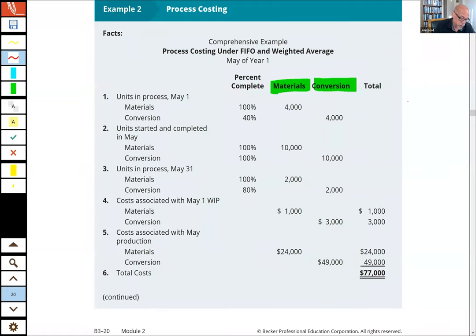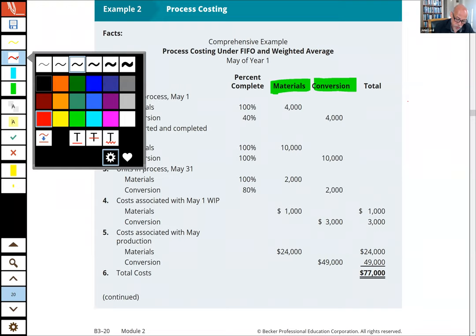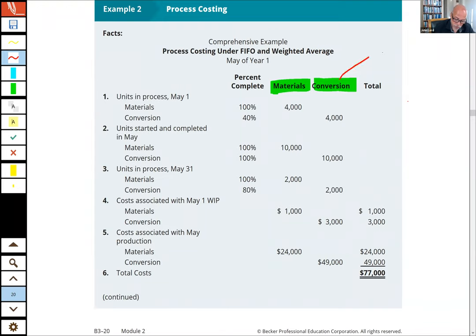Now, if it's materials and conversion costs, what are my conversion costs? Direct labor and overhead. Beautiful. Good. I like the enthusiasm.